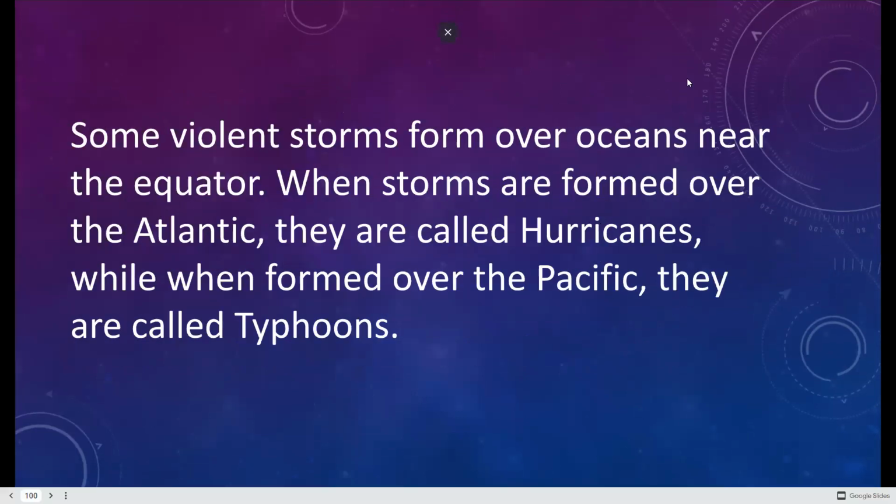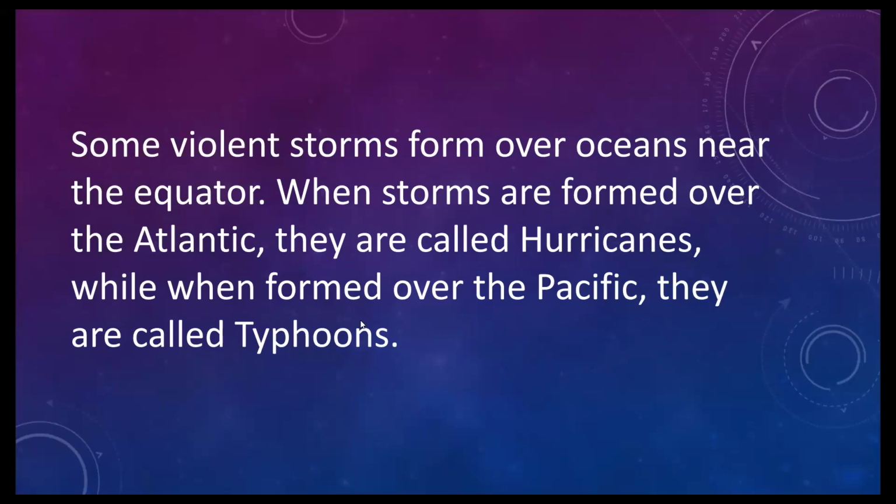Okay? Some violent storms form over oceans near the equator. When storms are formed over the Atlantic, they are called hurricanes. While when they are formed over the Pacific, they are called typhoons. So these are named after where they are actually formed. Okay, if it is in the Pacific area or near the Pacific, it is called typhoons. But if it is formed over the Atlantic Ocean, they are called hurricanes.